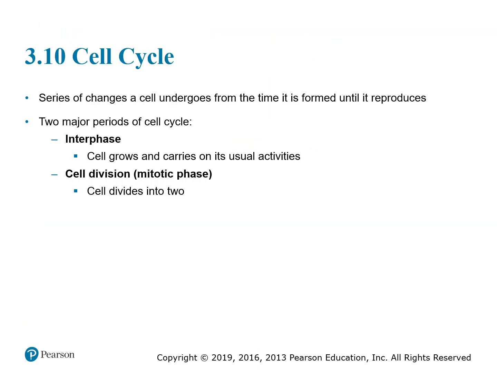So moving on to the cell cycle. A cell undergoes changes from the time it is formed until it reproduces. And there are two major periods of the cell cycle, but one of them is like 90% of it. Interphase occurs for 90% of a cell's life. This is just when the cell is reaching maturity and then doing its job until it's ready to reproduce. When it's ready to divide, it enters into the mitotic phase and will divide into two. That is a very short part of the cell's life cycle, like only 10%.